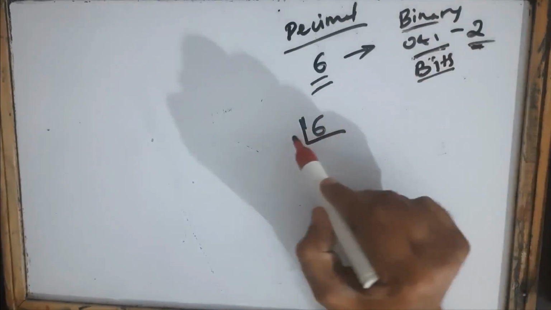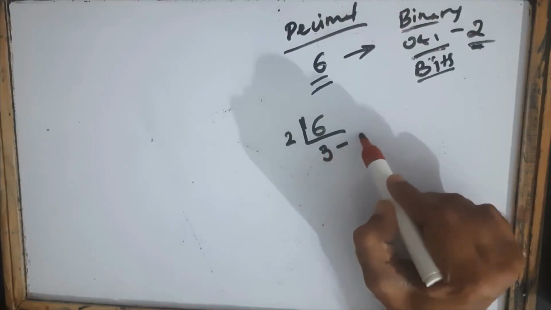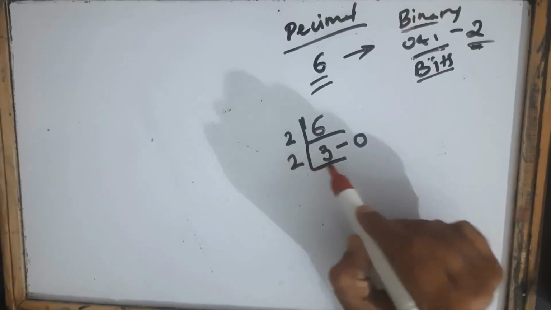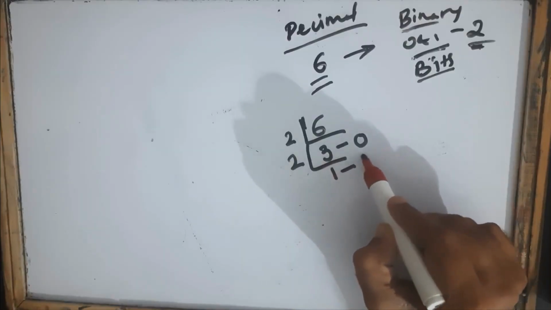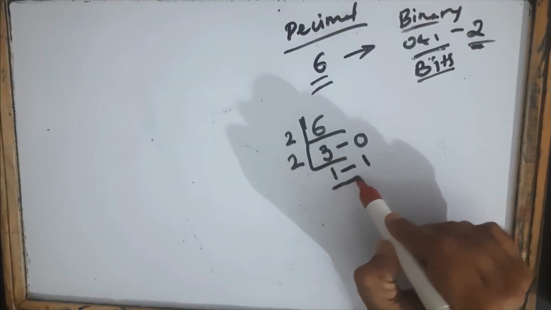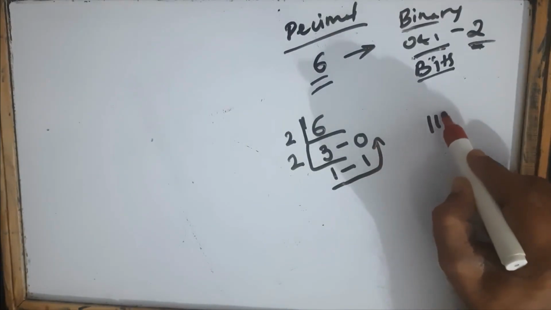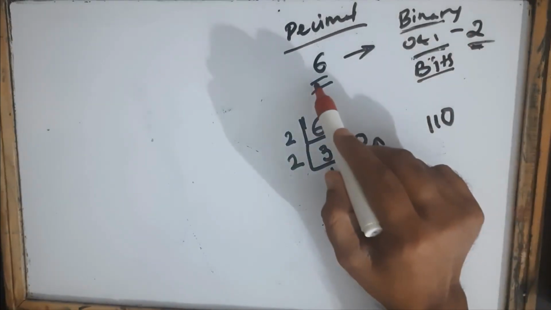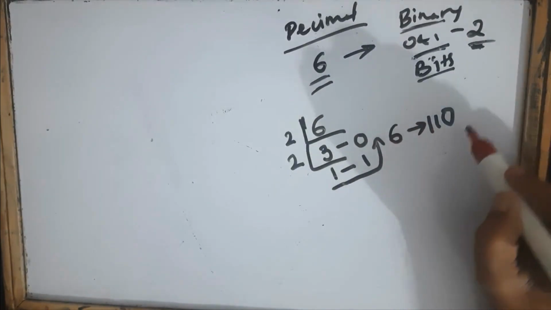And how to convert this to binary? Use this 2. 2 3s are 6. The remainder is 0. Then again, 2 1s are 2. Remainder is 1. This 1 1 0, 1 1 0 means the binary digits equivalent to 6. 6 is converted to binary system 110.